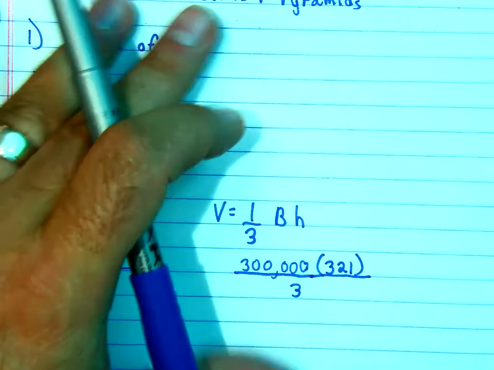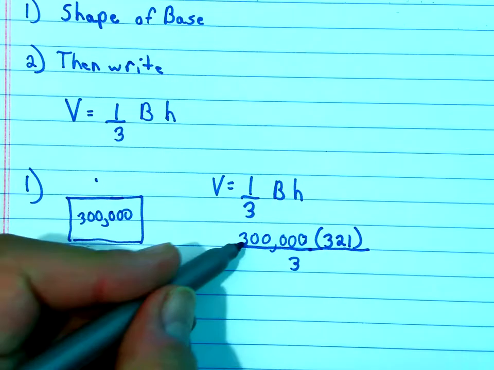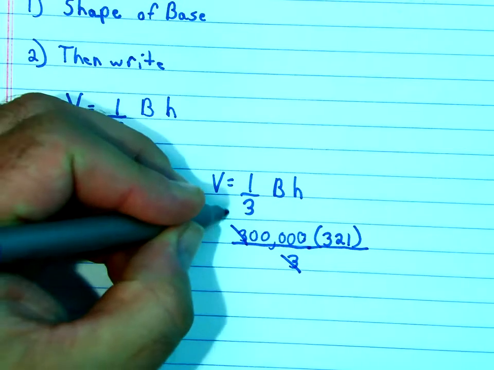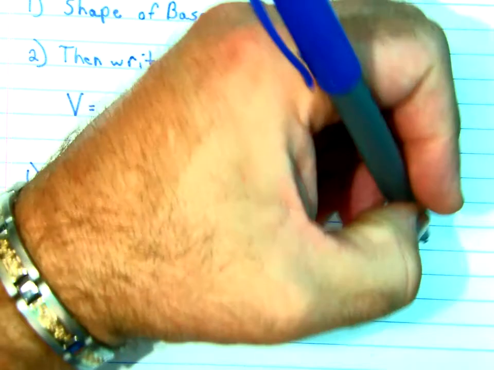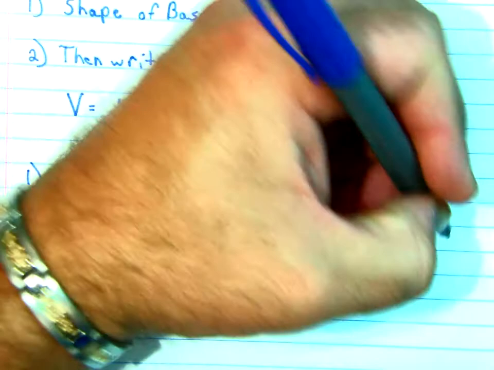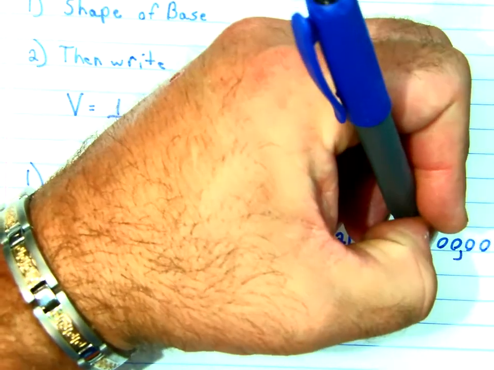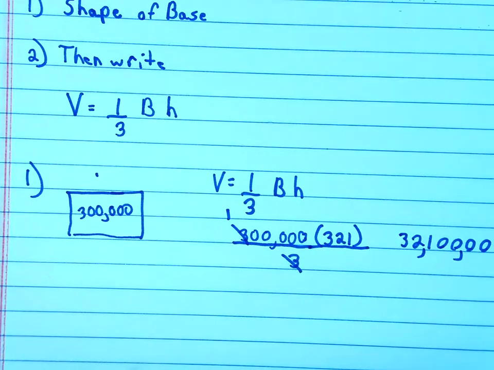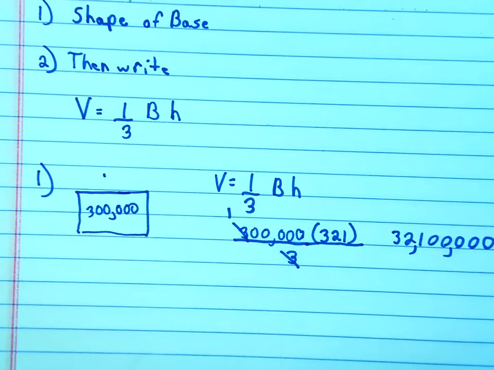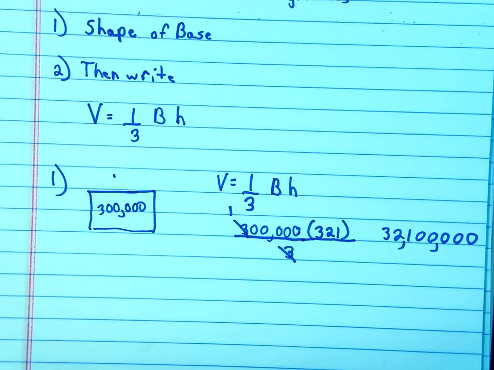Now I will tell you, you can make it easy on yourself. I can do this, and then this becomes 321 with 1, 2, 3, 4, 5 zeros. Okay. It's a shortcut for multiplication. If you don't know those shortcuts, use your calculator and you'll get the same answer.